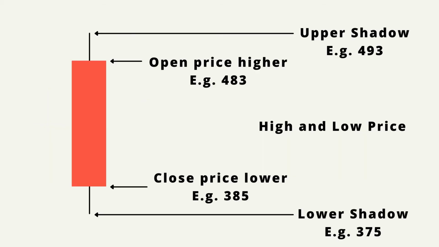With open and close prices, the candlestick also shows the high and low prices, which is represented by an upper shadow and a lower shadow, where the upper shadow shows the higher price of that specific time period and the lower shadow shows the lower price of that specific time period.